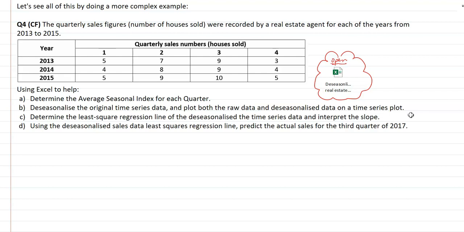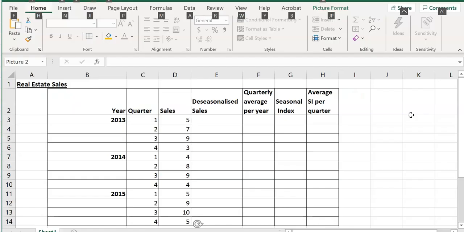And then lastly, we're going to use the deseasonalized data to predict actual sales for the 3rd quarter of 2017, which you can see is like 2 years into the future. Okay, so I'll get you to open up the Excel file and let's work through the problem. Okay, so you'll notice that I've organized the data vertically. This is important when it comes to plotting the data using pivot charts.